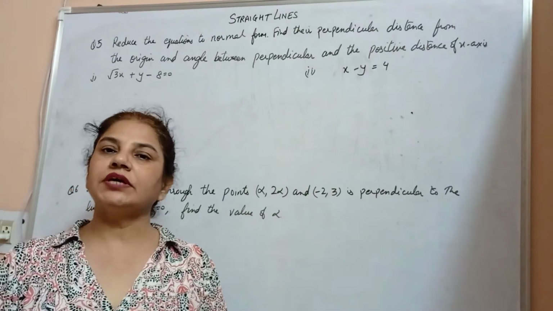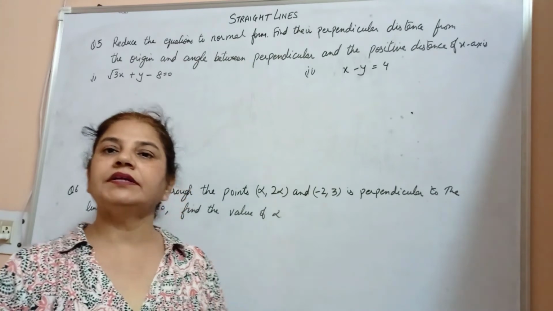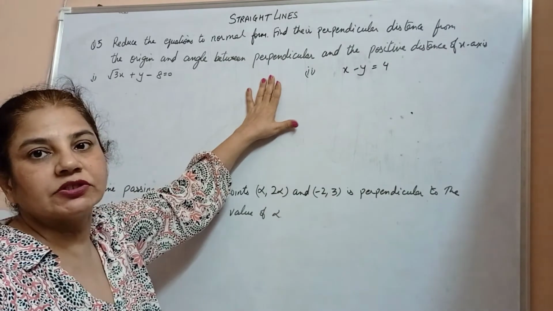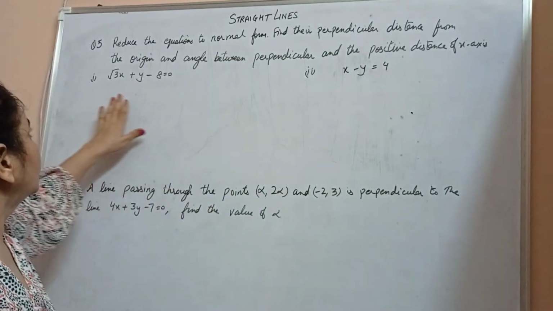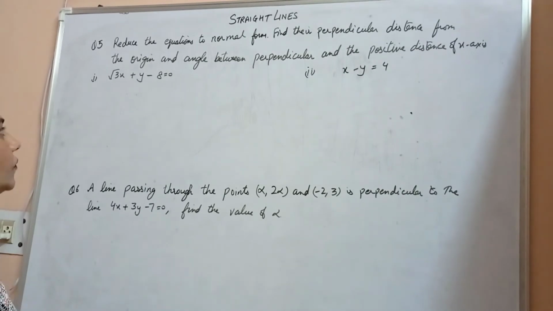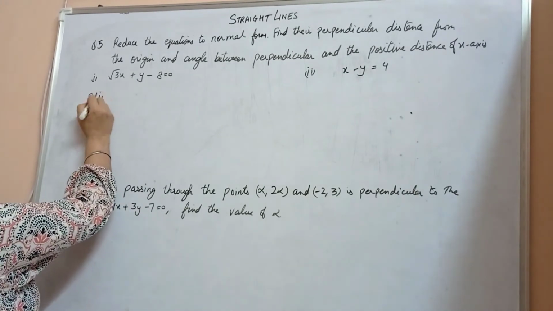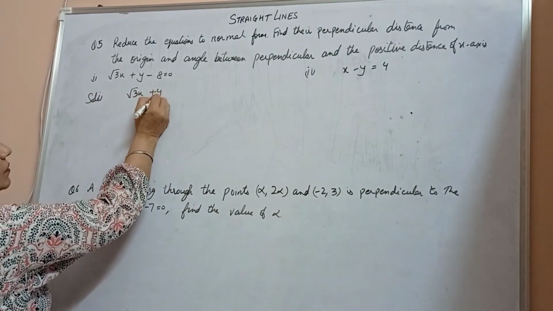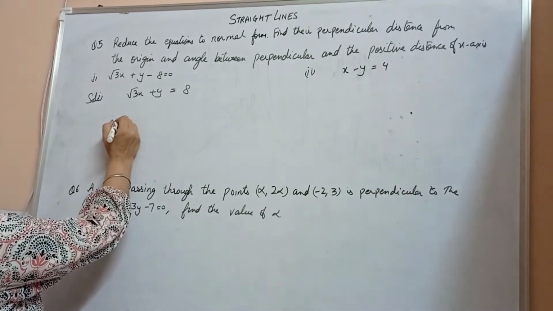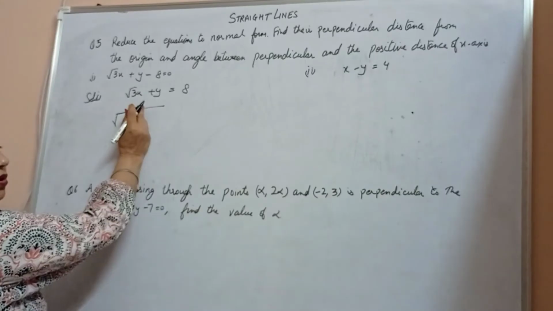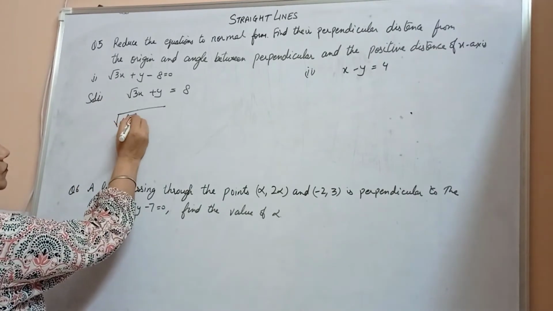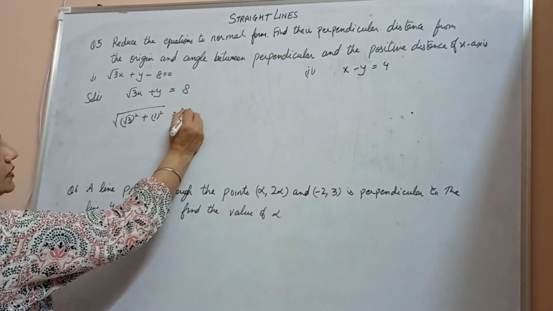Reduce the equation to the normal form and find their perpendicular distance from the origin and the angle between the perpendicular and the positive direction of x-axis. Equation is given to us: root 3 x plus y minus 8 is equal to 0. First of all, we write the equation in the form of root 3 x plus y equals to constant 8. Now divide the equation by taking the square root of the sum of squares of the coefficients of x and y, we get it as 2.